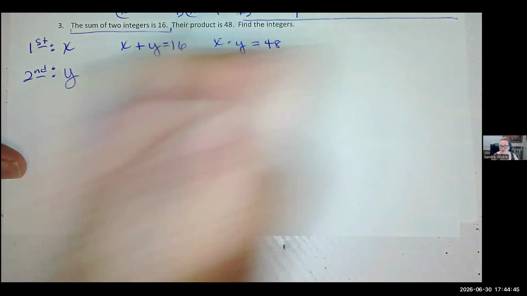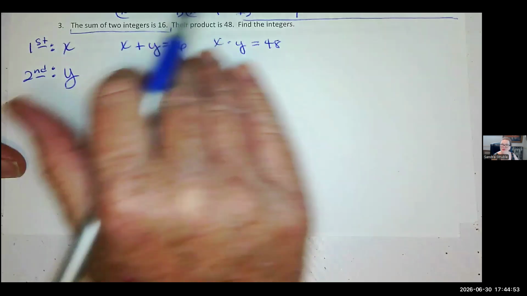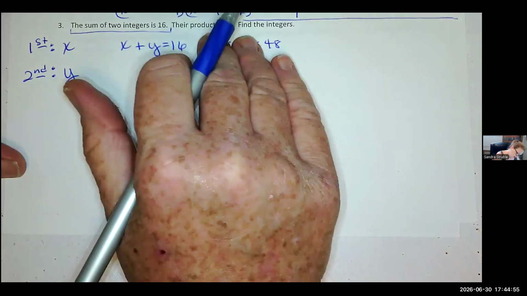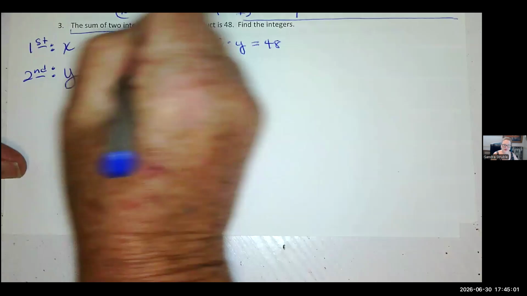Find the integers. Well, I need to solve for one of them in one of these, and I don't want to deal with fractions. So I'm just going to come over here and solve for y. So I'm going to subtract x from both sides. Y is equal to 16 minus x. Cool.